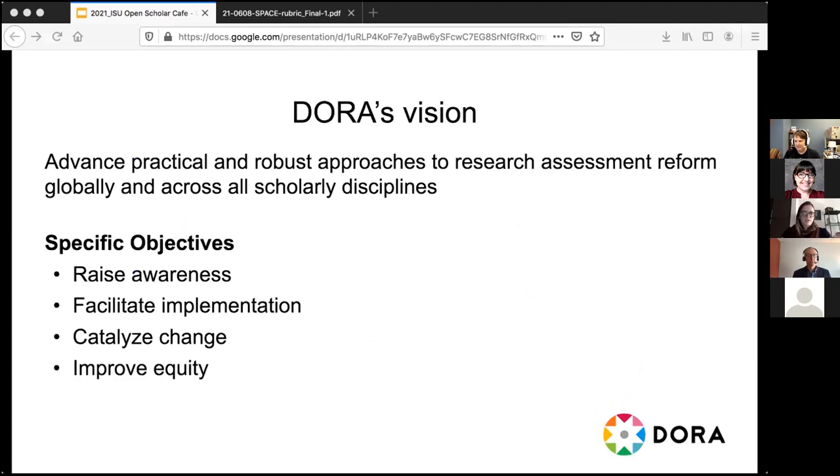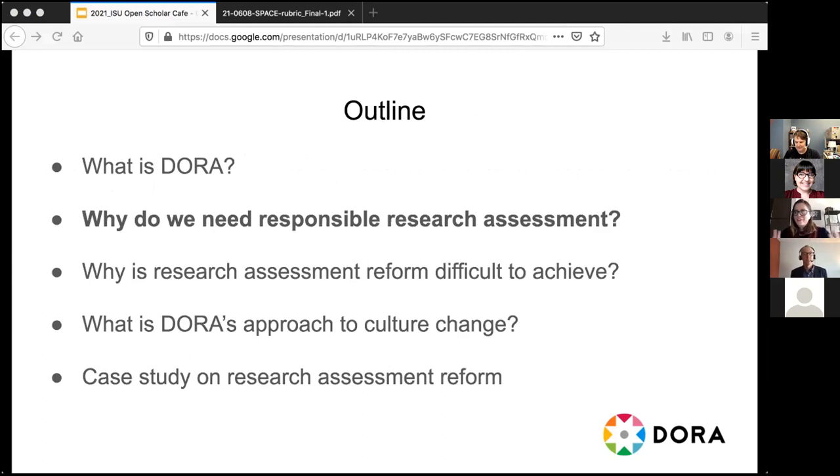And specifically, we aim to do this by raising awareness of fair and responsible research assessment, facilitating the implementation of new policies and practices, and in doing so, catalyzing change in academia and improving equity. So that's just a little bit about what DORA is. Happy to take any questions now if you have any. And if not, I can move into discussions about, well, why might we need responsible assessment?